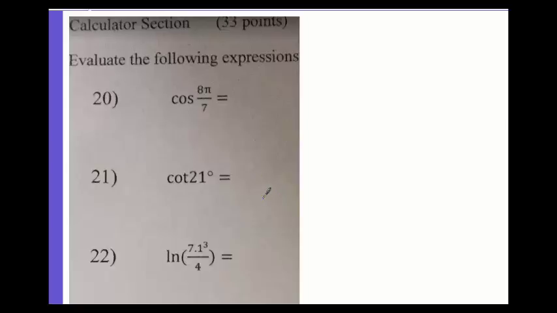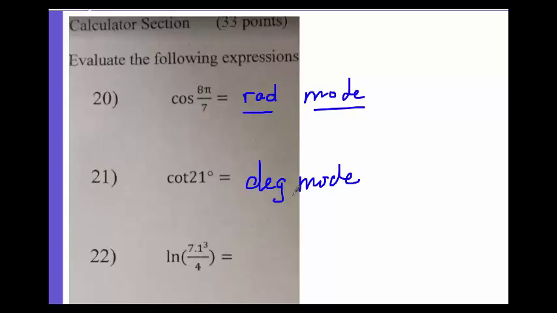Right, now these are really easy. It's in the calculator section. The only thing you have to be careful of is making sure that you are in the right mode. Make sure you're in radian mode for problem number 20 and plug that in the calculator. Then switch back and make sure you're in degree mode for 21. This one would be radians because it's in terms of pi, and this one is in terms of degrees, so make sure you're in degrees as well.